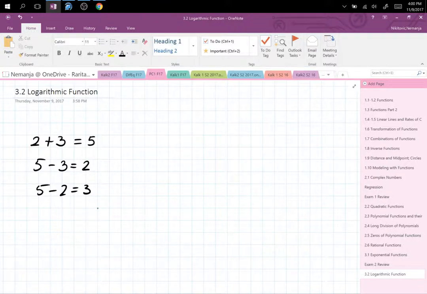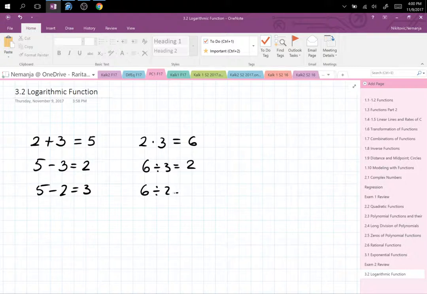Now we have the same thing, obviously, for multiplication. 2 times 3 is 6. And then if I divide 6 by 3, I get 2. And if I divide 6 by 2, I get 3. So we see the same correspondence between multiplication and division. Division undoes multiplication. And I am able to retrieve both of the members, both of the factors, by dividing.